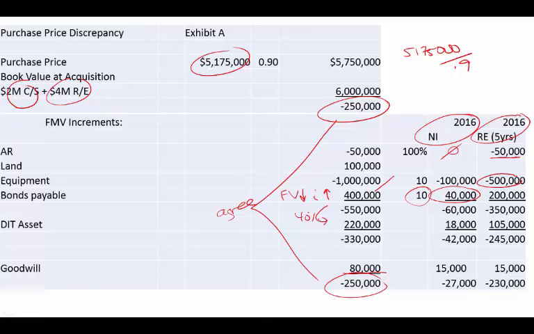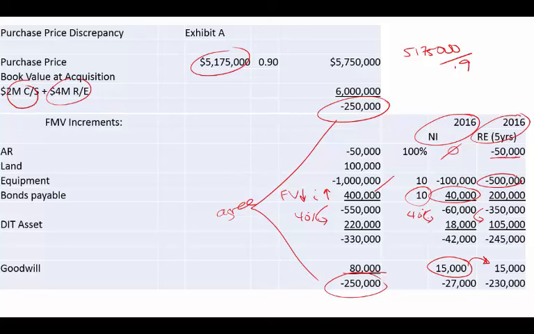Our DIT asset, we can do the same calculation for the current year net income and the cumulative retained earnings, which is 40%, parent's tax rate. And then finally, for our goodwill, we were told there was exactly $15,000 in impairment in the current year, which would give us a total impairment of $50,000 by the end of 2016.